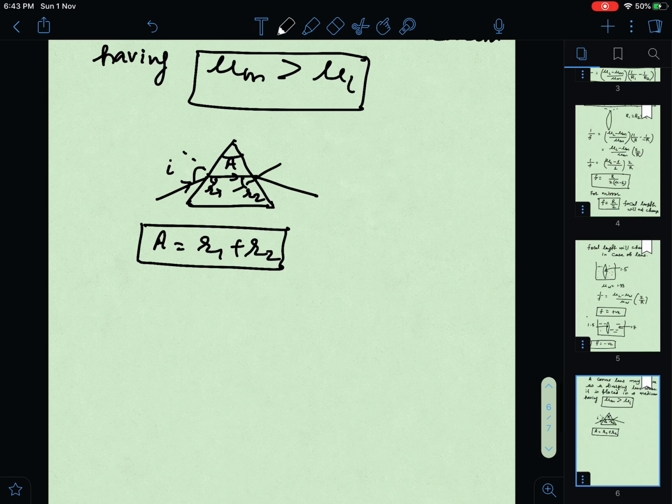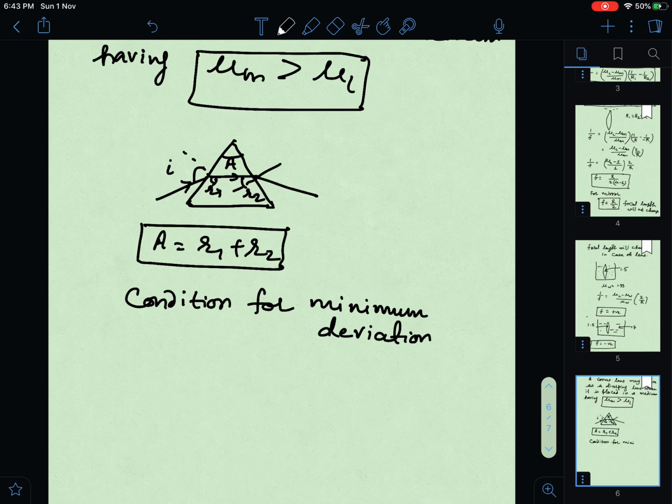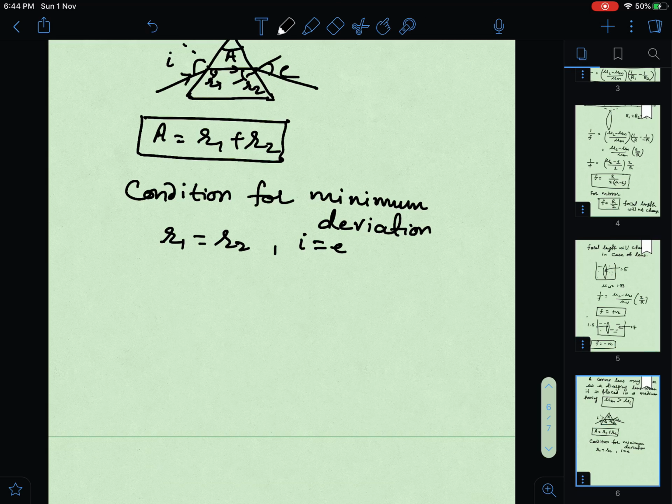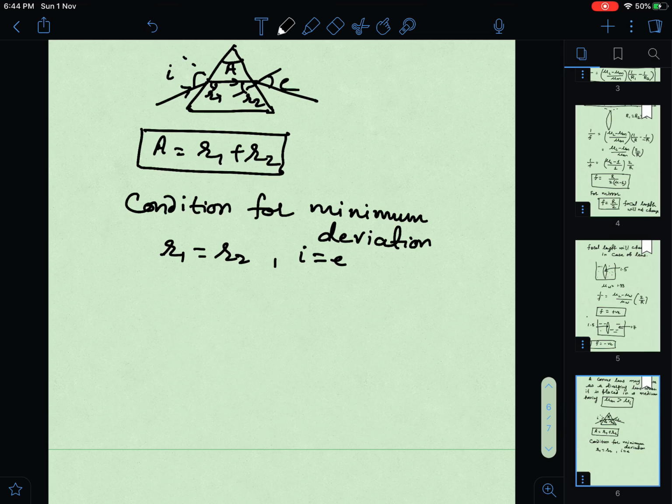You can check the proof of these things. Now guys, in JEE they have asked what the condition for minimum deviation is. So for minimum deviation, R1 is equal to R2 and I equals E, the angle of incidence equals the angle of emergence. If this happens, see, if you apply Snell's law here, you can write mu1 sine I equals mu2 sine R.